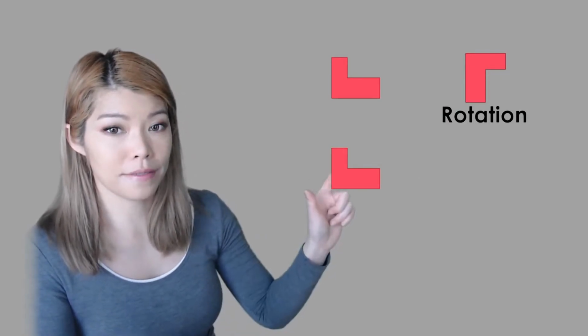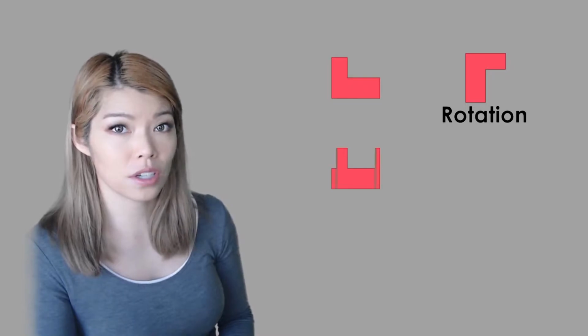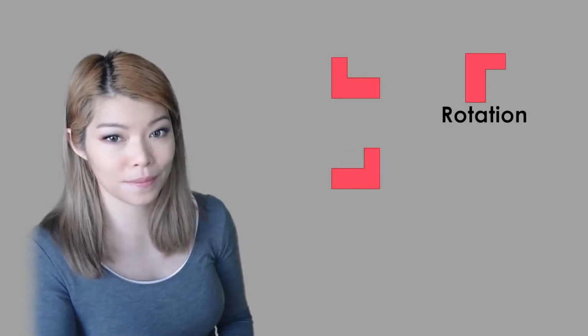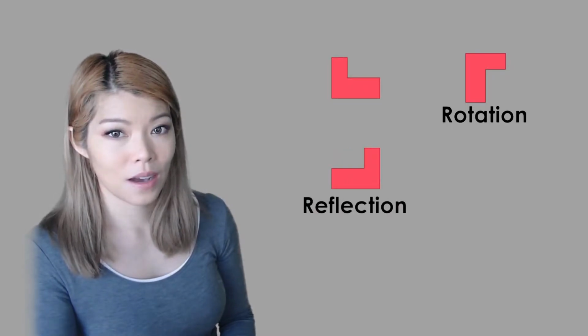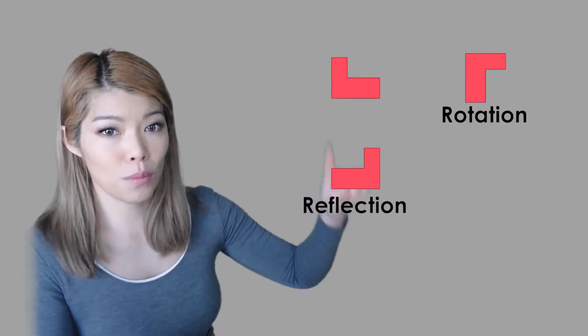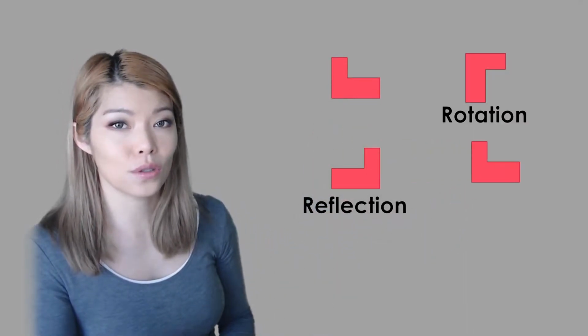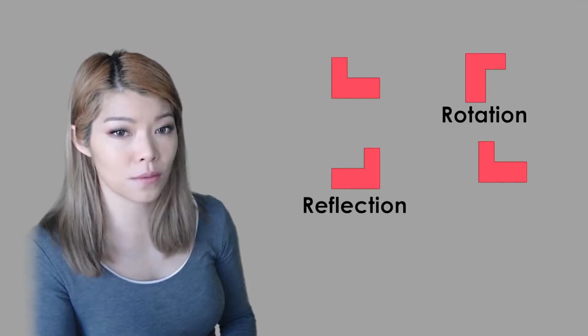Now what can we do so that they're still the same shape? Well, we could spin it, like rotate it, and we call this rotation. Or we can flip it like a mirror image, and we call this reflection. What else can we do? We could move it somewhere else. That's called translation, to move it somewhere else.